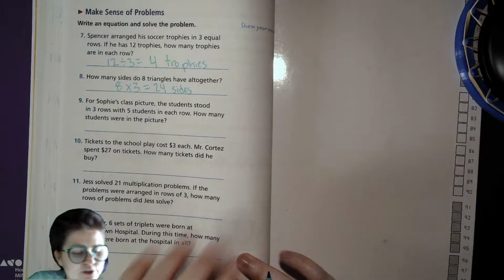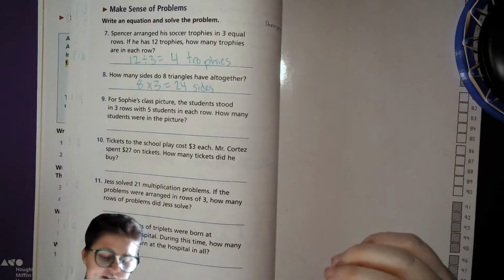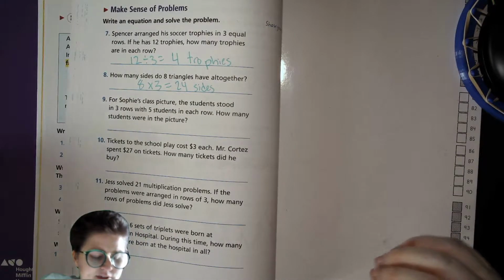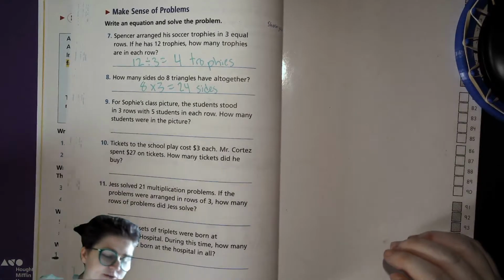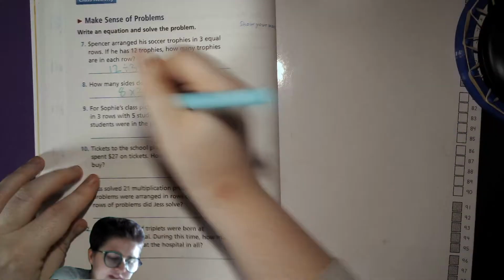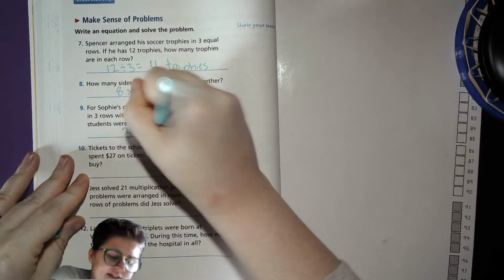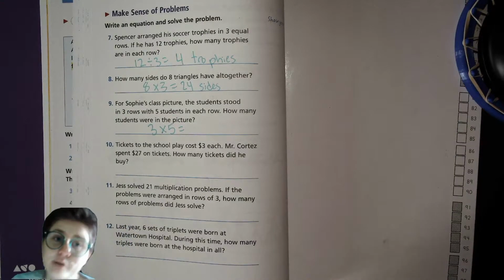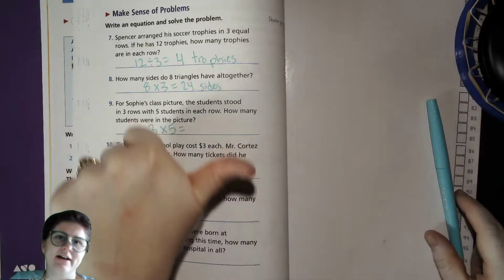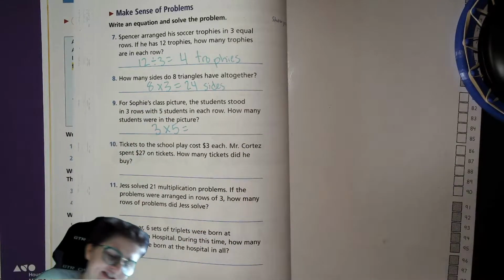Okay. For Sophie's class picture, the students stood in 3 rows with 5 students on each row. How many students were in the picture? So we have 3 groups, each with 5, and we're looking for the total. So that would be what as your equation? 3 times 5. Let's go ahead and not count by 3s, but let's count by 5s because of that commutative property of multiplication, right? 5, 10, 15. How many was it? 15 students.